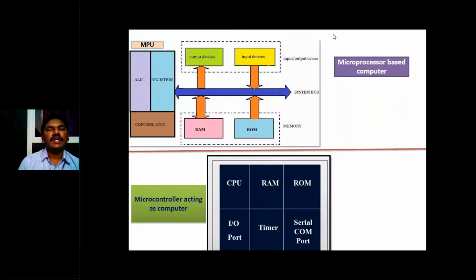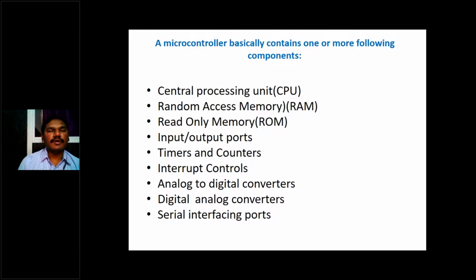And this is also one more diagram. A microcontroller basically contains one or more of the components: CPU, random access memory, ROM memory, IO ports, timers and counter ports, interrupt control ports, analog to digital converters, digital to analog converters, and serial communication port. These are some of the components available on the chip of a microcontroller.